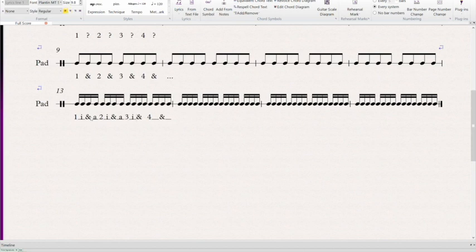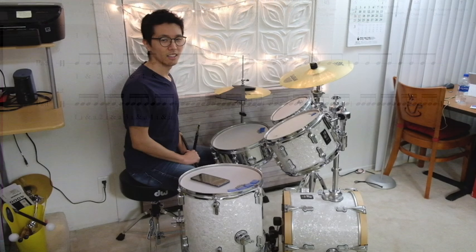So if you look at those, it's going to be counted like 1 e and a, 2 e and a, 3 e and a, 4 e and a. So if you keep counting continuously, it's going to be 1 e and a 2 e and a 3 e and a 4 e and a. It's very important for you to remember these things.